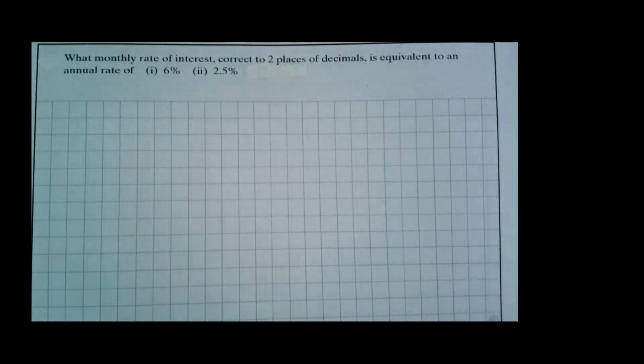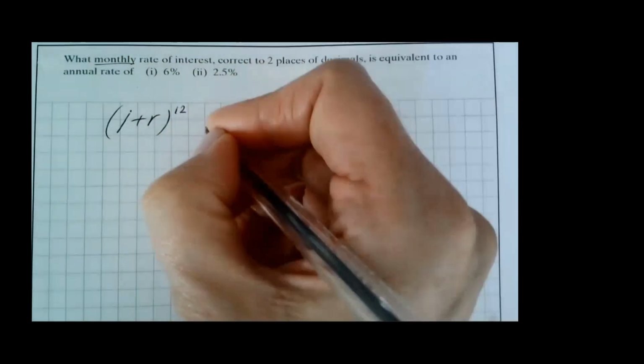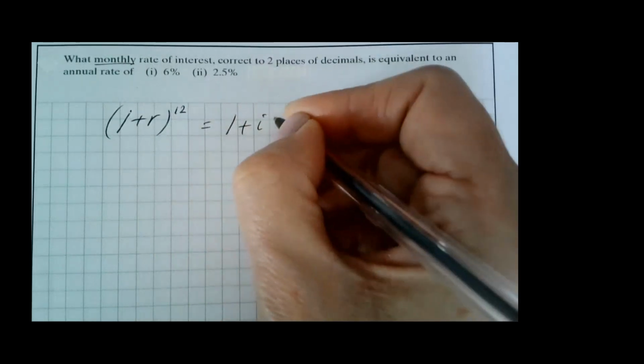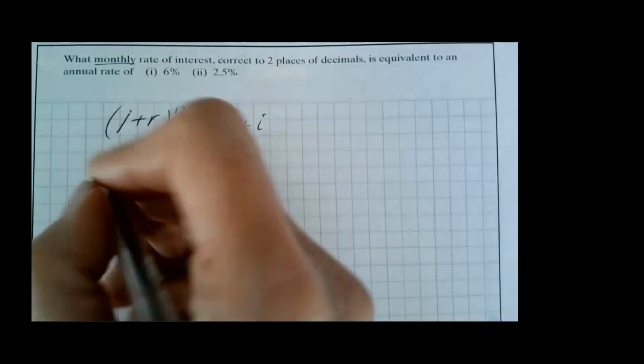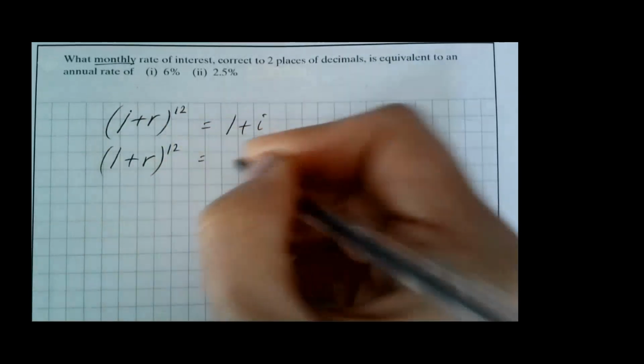Okay, so the first thing I'm going to write down for myself is my 1 plus r. It's monthly and there are 12 months in a year. So it's 1 plus r to the power of 12 must be equal to the annual rate, 1 plus I. Now, I don't know what that monthly rate is. That's what I'm calling r.